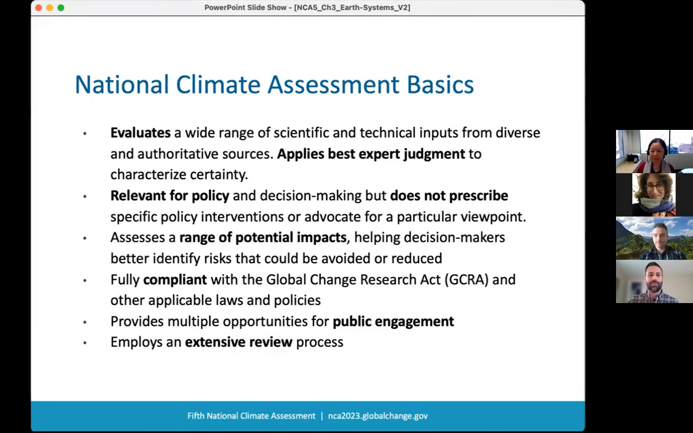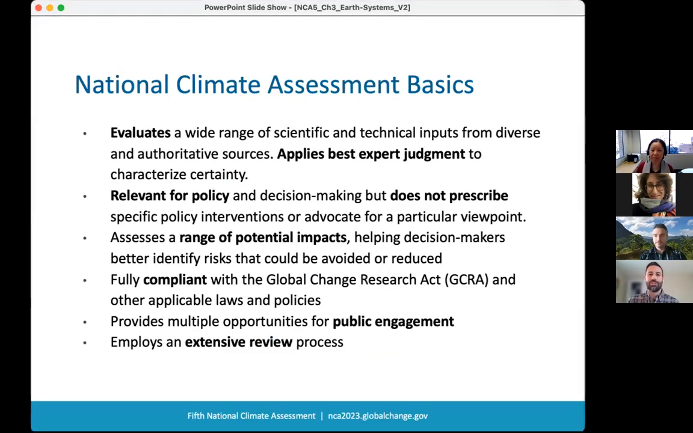So NCA5 was written by 500 authors and 260 technical contributors from every state in the nation, as well as Puerto Rico, the U.S. Virgin Islands, Guam, and Palau. The NCA is designed to be policy relevant. Authors distill their findings into accessible language framed around risks to people and important resources. That said, the report is strictly not policy prescriptive and doesn't advocate for particular viewpoints or policy measures.